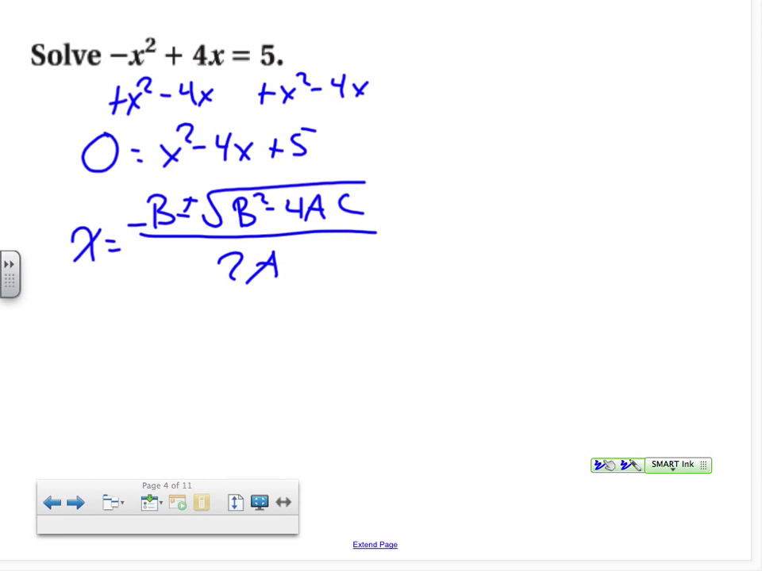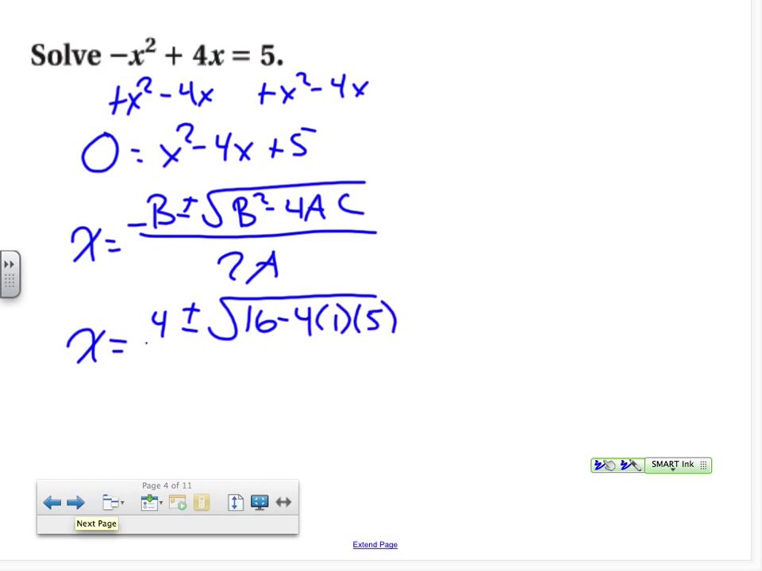The more times you write it out, the easier it is for you to remember it. So just a little hint if you're having problems remembering it. Write it out as many times as you can. Check it after each one until you're getting it. Plug and chug. b is negative 4, so negative b would be 4. b squared would be negative 4 times negative 4, which is 16. Minus 4 times a, which is 1, times c, which is 5. All over 2 times a, which is 2 times 1, which is 2.